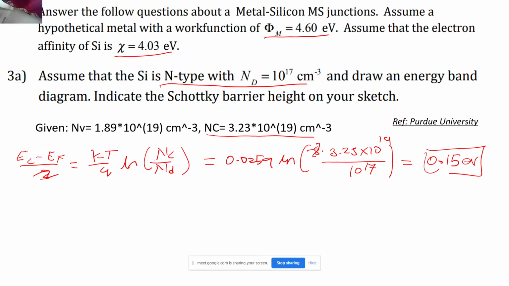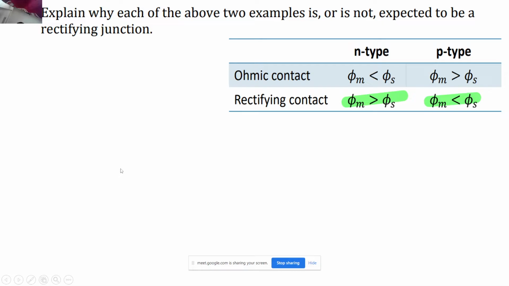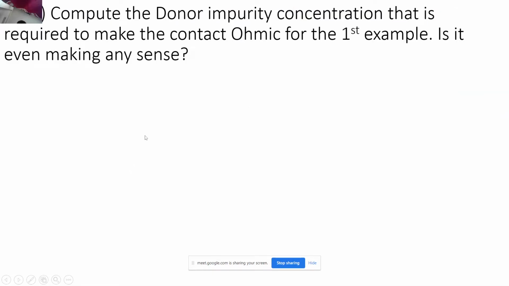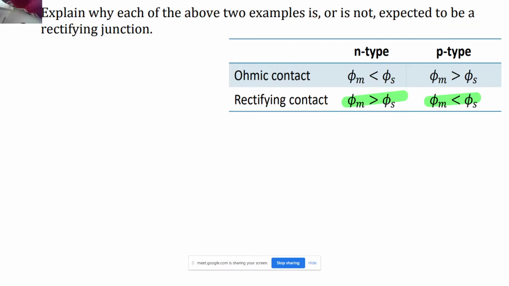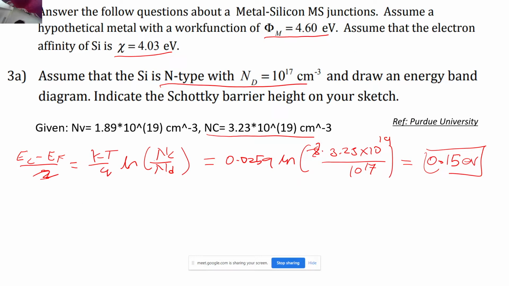So now let's start to draw the diagram. Just a minute, guys, the keyboard just stopped working. Sorry for the trouble. It is happening very frequently.